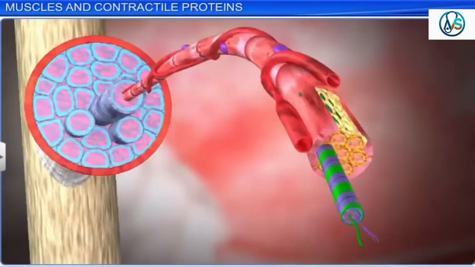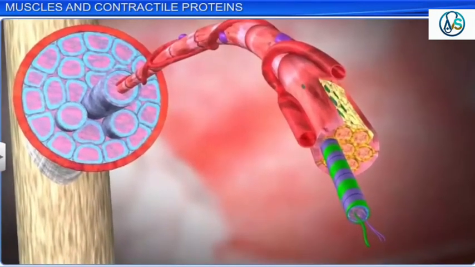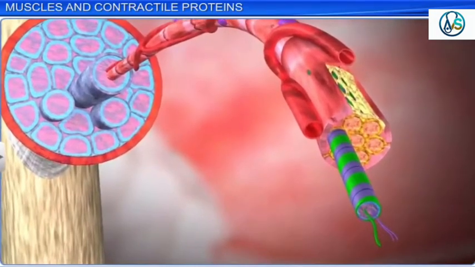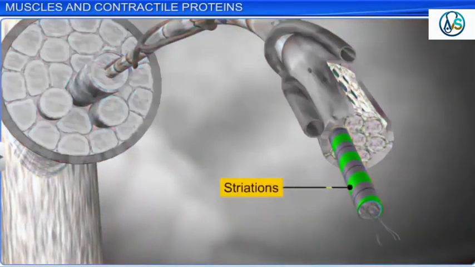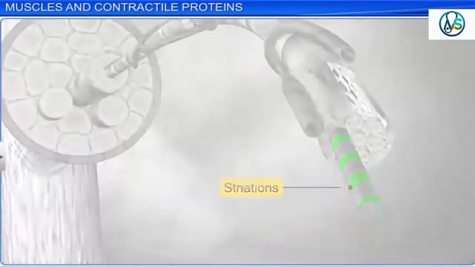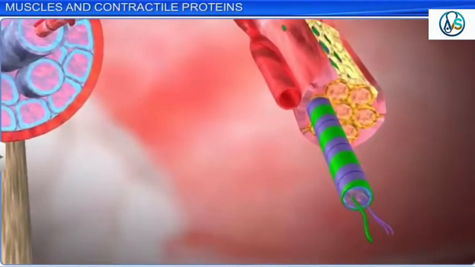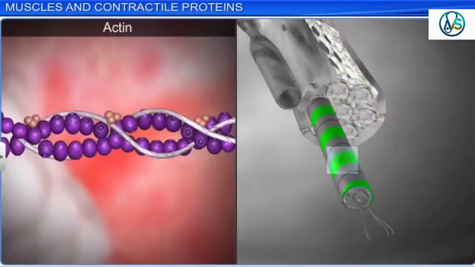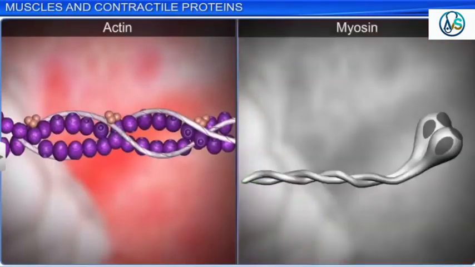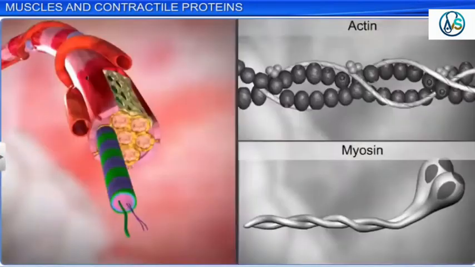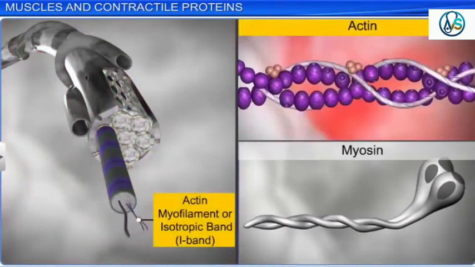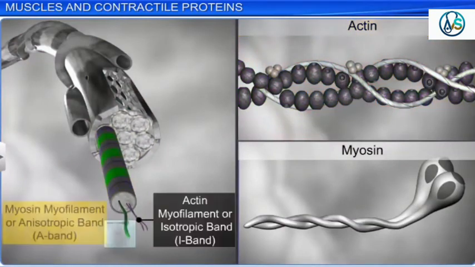Each muscle fiber consists of several myofibrils that are parallelly arranged. When viewed under an electron microscope, these myofibrils show alternate light and dark bands. These striations are due to the alternate distribution of two important proteins, actin and myosin. The light band contains actin and is known as isotropic band or I band, whereas the dark band contains myosin and is known as anisotropic band or A band.